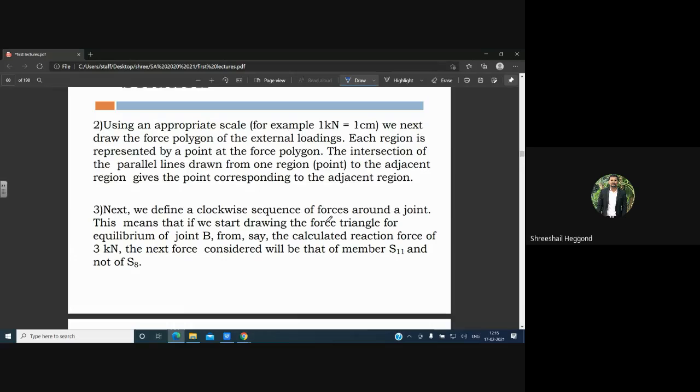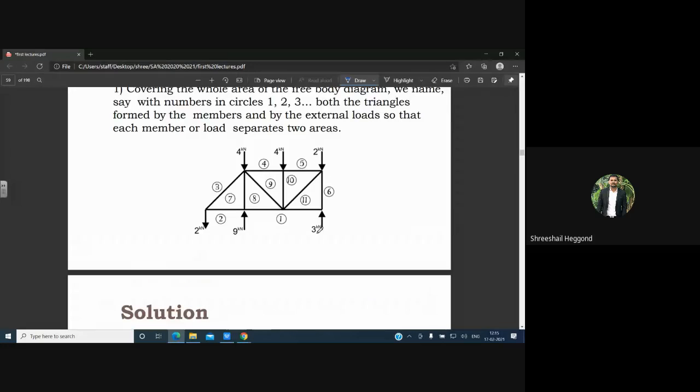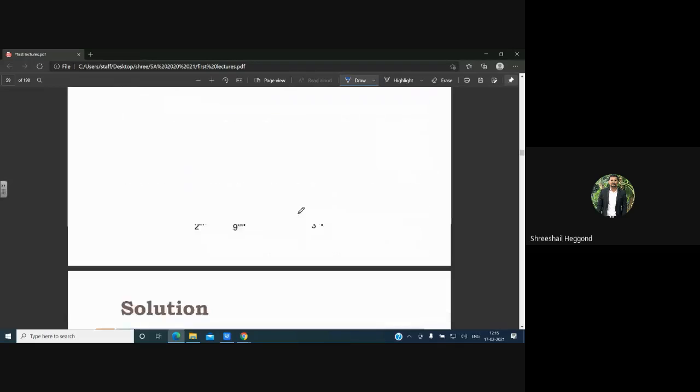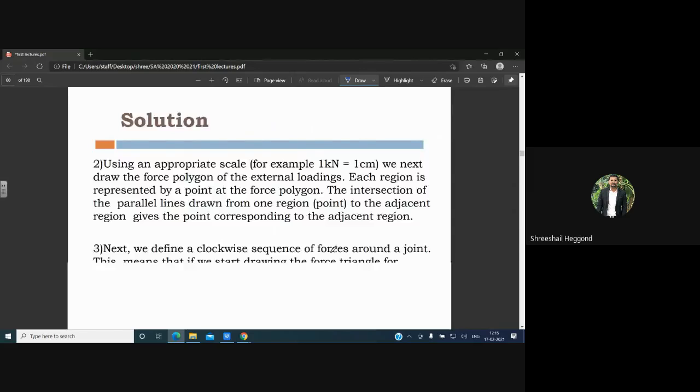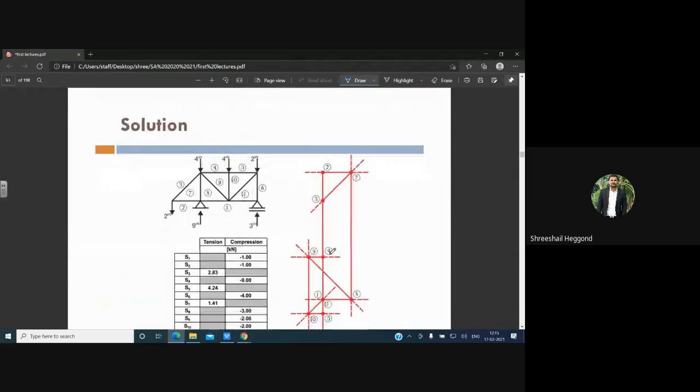Whereas if you consider 3 kilonewton to be at the B point, the member consideration will be of the 11th member, not the other components. You can draw a diagram like this.